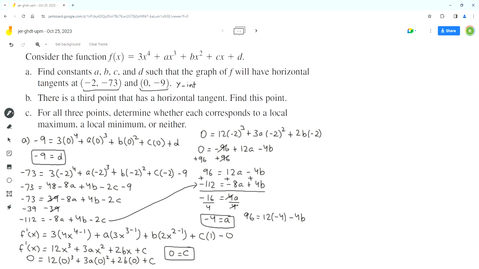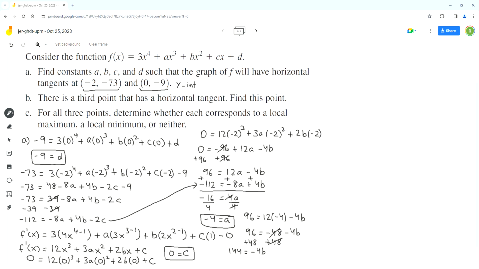Now we can evaluate 12 times negative 4. So 12 times negative 4 is negative 48. So 96 equals negative 48 minus 4b. Now we can add 48 to both sides because we have to isolate b. So the 48 on the right side will get cancelled out. So we can do 96 plus 48, which is equal to 144. 144 equals negative 4b.